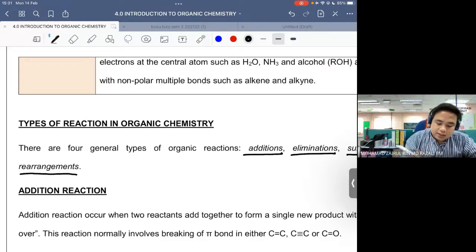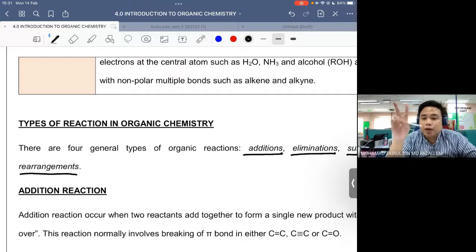Okay, for a addition reaction, normally addition reaction ni happen when you have two reactant react together. Multiple bond tu, normally dalam addition reaction ni, multiple bond tu dia akan break. Dia akan kurang. So mana dari double bond jadi single bond.